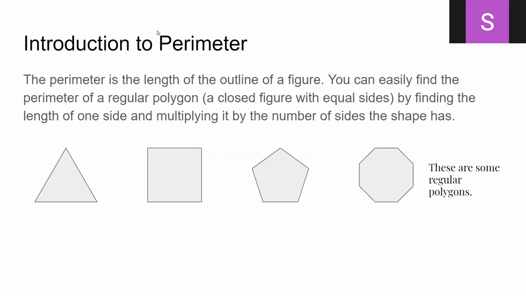Okay, so perimeter. An introduction to perimeters. So the perimeter is basically the length of the outline of the figure. You can easily find the perimeter of a regular polygon, which is a closed figure with equal sides, by finding the length of one side and multiplying it by the number of sides the shape has. So if you look here, these are some examples of regular polygons.